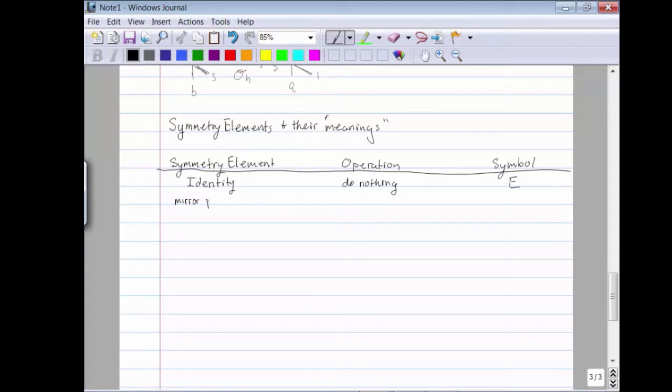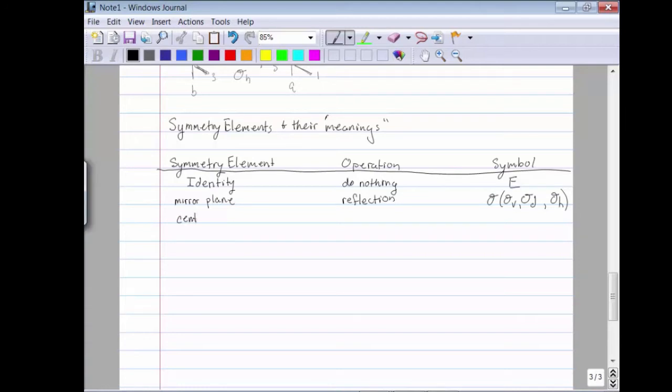A mirror plane is another type of symmetry element. The operation is a reflection, and the symbol is sigma. And we just talked about how you can have sigma V, sigma D, or sigma H, depending on its orientation with respect to the principal axis.